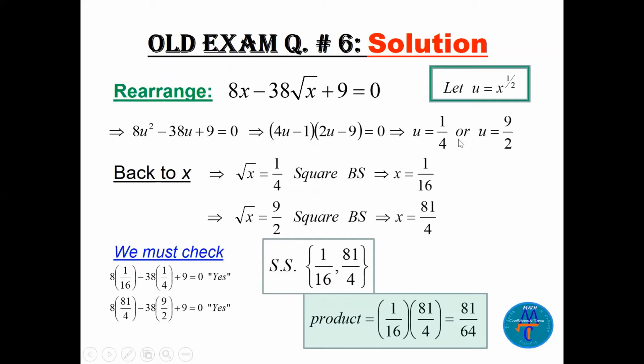So u will be 1 over 4 or u will be 9 over 2. Back to x, remember. Now, if you need to see more questions on this, please go to lecture number 24. So square root of x is 1 over 4, square both sides, 1 over 16. Square root of x is 9 over 2, square both sides, 81 over 4. You must check, both are correct. So the solutions are 1 over 16 and 81 over 4. Find the product: 81 over 64. Now when you use this idea, let u equal x power half, the question is easier.